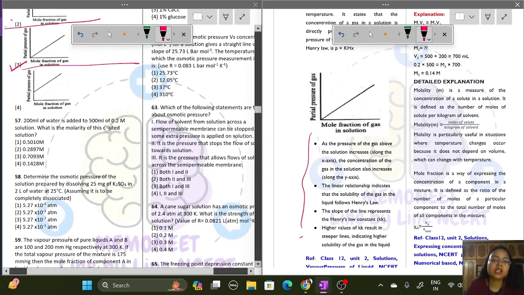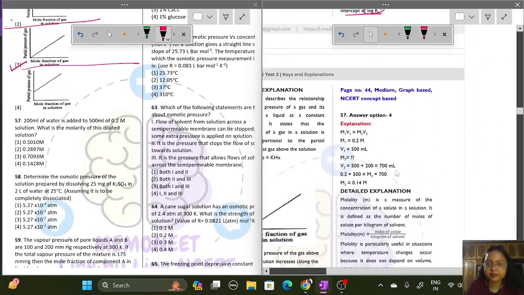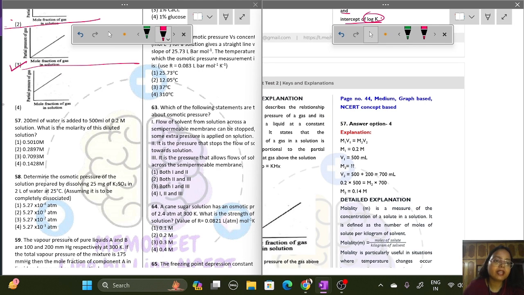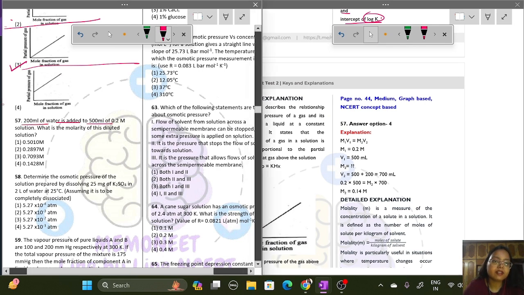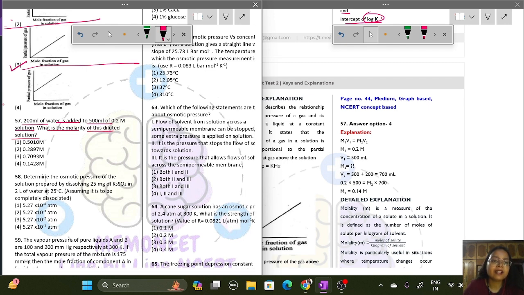Okay. Now, question number 57. 200 ml of water is added to 500 ml of 0.2 molar solution. What is the molarity of this diluted solution? Okay, we have to find out the molarity. 200 ml, which means V2. V2 here is given as 200 ml, and when we convert it into liters, it is 0.2. Okay, let it be 200 ml first.